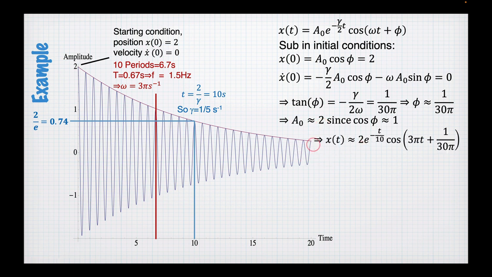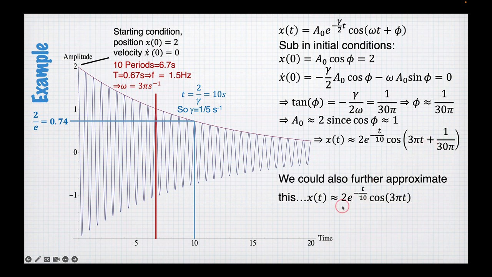So finally, we get that x, a function x of t, is given by this expression here, where we've solved for omega and gamma using the graph, and the initial conditions have given us the amplitude and the phase. Recognizing that this phase here is actually fairly small, we could approximate it further and say that x of t can be given by this very simple expression here.